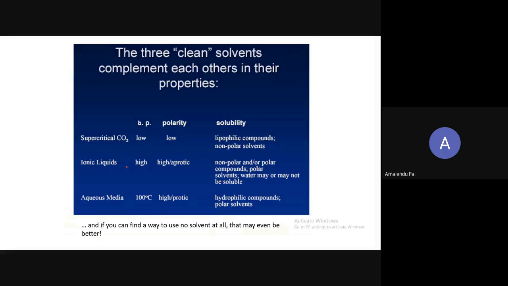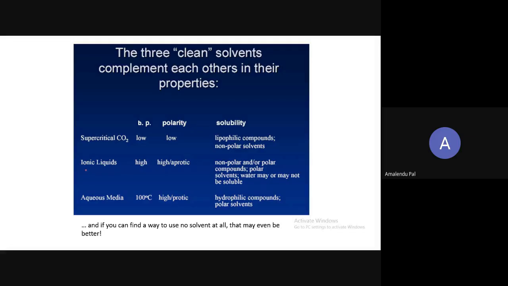So there are three clean solvents. My suggestion is three clean solvents. Let's see what these are. One is supercritical carbon dioxide. Its boiling point is low. Polarity is low. It dissolves lipophilic compounds; it is a non-polar solvent.